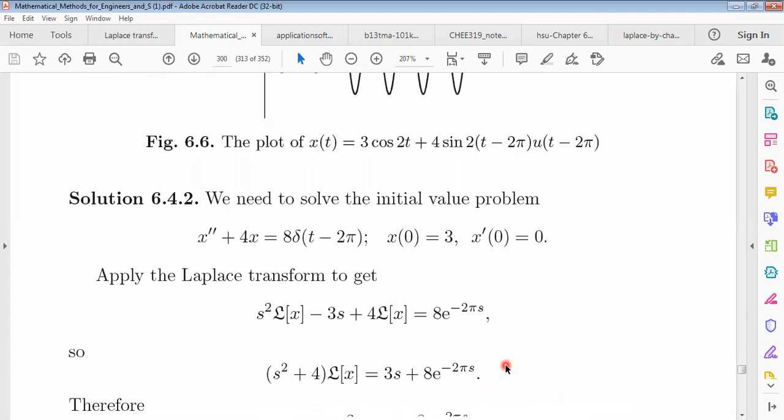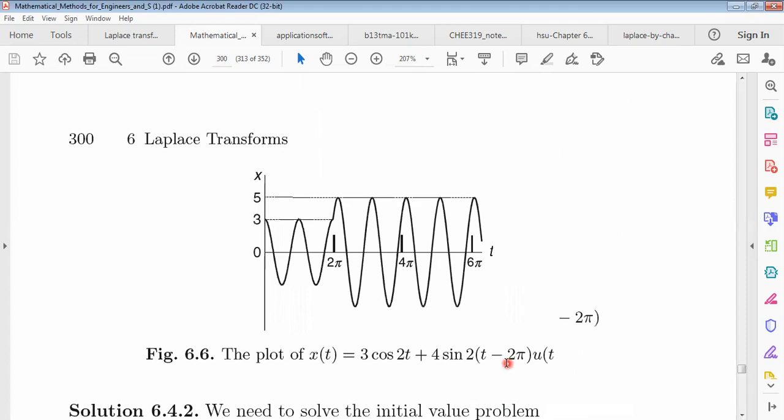You can use implementing software. The plot of this can be shown like this. You can use Python, MATLAB, or C++ to plot this. Then you get this figure. Actually, this is 2π, and this is another 2π, and this is another 2π, along the x-axis, time t.